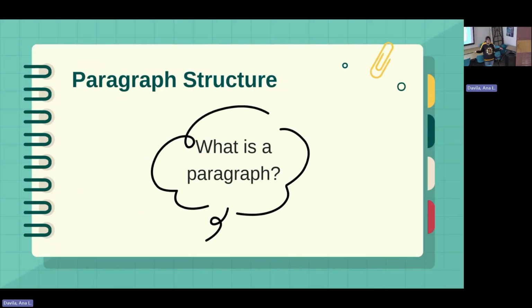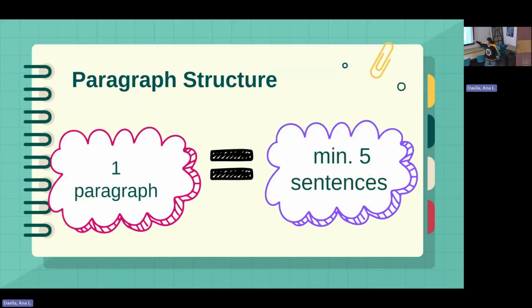So what is a paragraph, guys? It's a collection of sentences that are meant to communicate a message effectively, right? If you don't know this, it doesn't matter, but I want you to keep in mind that one paragraph equals at least 5 sentences. That's the only thing that you need to do. A paragraph is at least 5 sentences. It can be more than 5 sentences, but at least 5 sentences, okay?